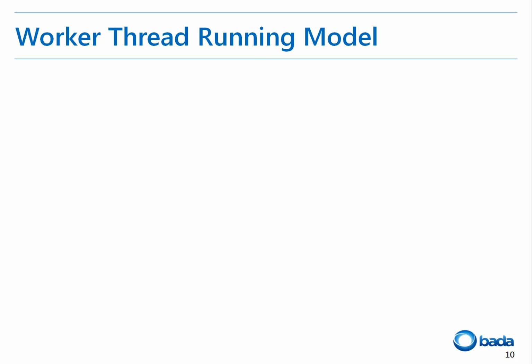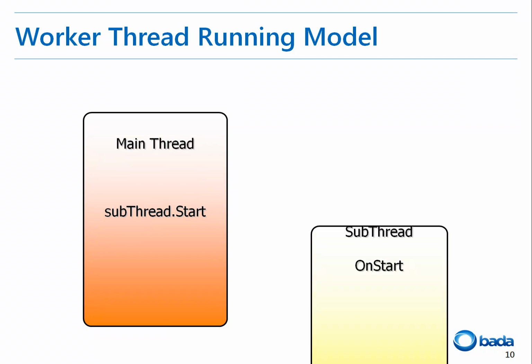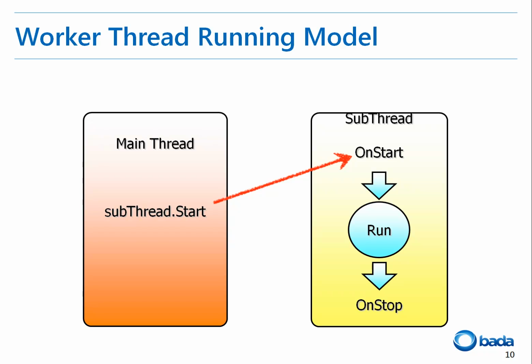Let's see how a worker thread operates. If the main thread constructs a subthread and calls the start function of the thread, the onStart virtual function of the thread is called, and then the thread enters the run state. The run function is also a virtual function that the developer should implement. You can implement any operations except asynchronous operations to be performed by the thread here. The subthread will terminate only after the run method returns, or the exit method is invoked after the onStop callback gets called.